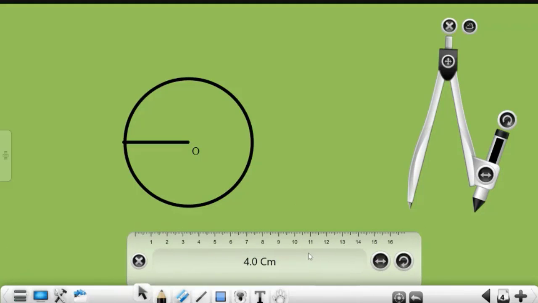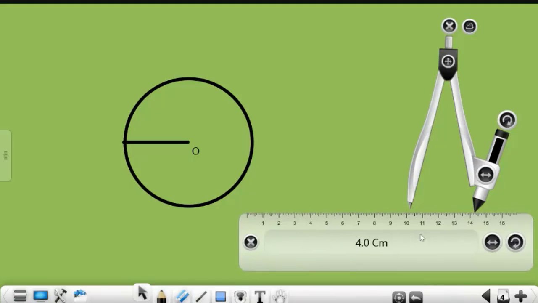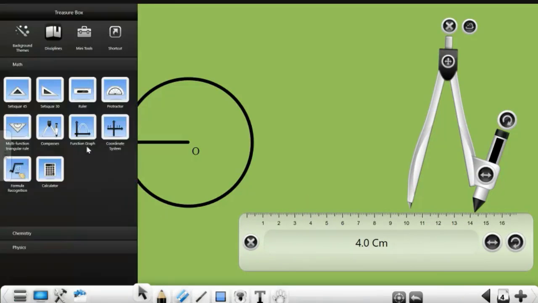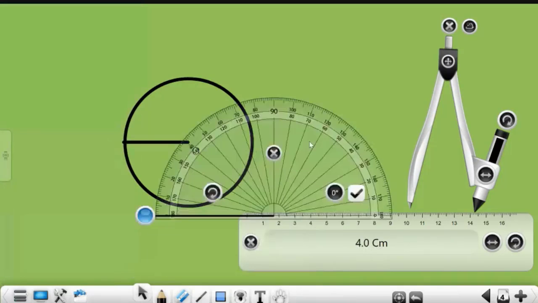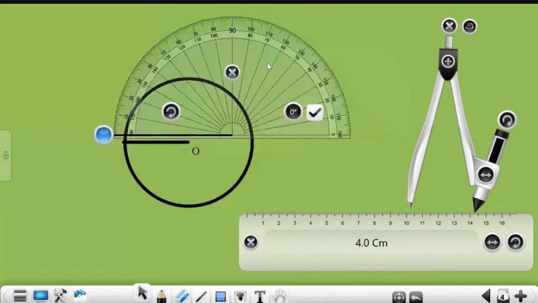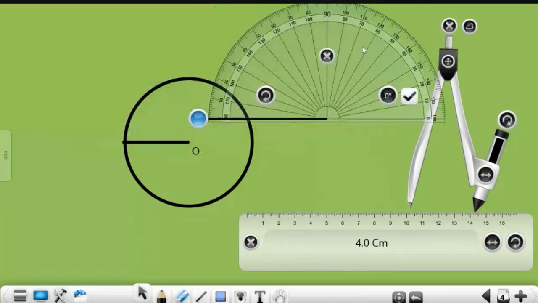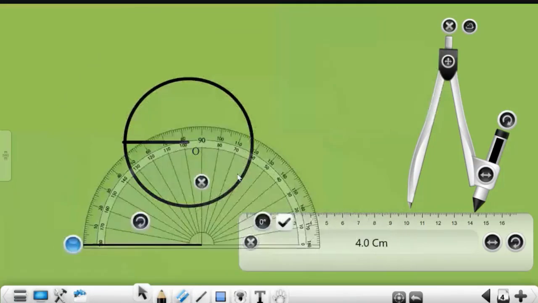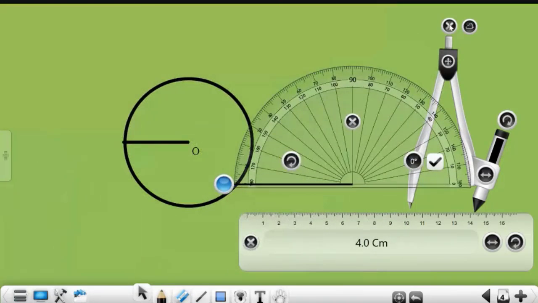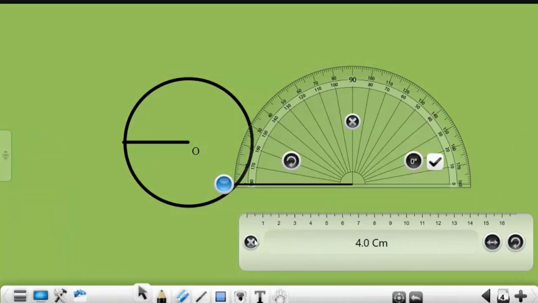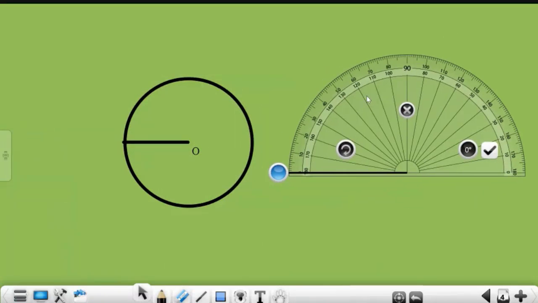Now the question is what? To construct a sector with an angle of 60 degrees. If you want to construct a sector, you need another tool, which is your protractor. So this is your protractor. Still remember how to use the protractor or not? I think I don't need this one already, so I take it out first.